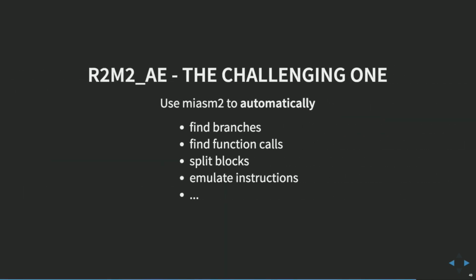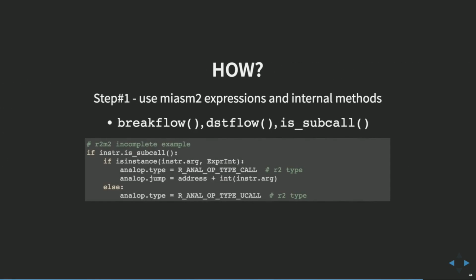Okay, so the challenging plugin was r2m2 AE, because I needed MySM to find branches, function calls, blocks, and emulate instructions. Indeed, that's not that difficult. In R2, for all of the instructions like move, jump, call, R2 will assign types. For example, if you have a move, it will say the type is R2 move, same for jumps and so on. So the first thing I did in r2m2 was to assign R2 types based on some MySM functions.